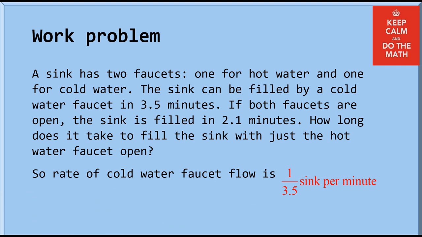So we can see that the rate of the cold water faucet flow is 1/3.5 sinks per minute. And we can go ahead and leave that in decimal form for what we're working on. Now, the flow for both faucets together is 1/2.1 sinks per minute.